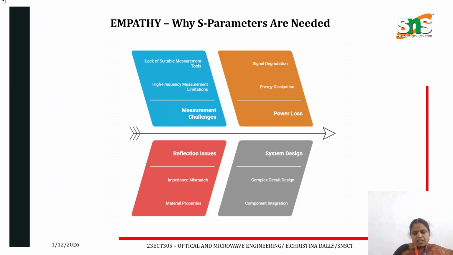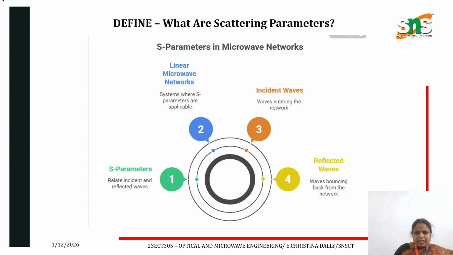Suppose some data is transmitted, there will be some signal degradation and the energy will be dissipated. Regarding the reflection issues, there are two types: they depend upon the material properties and the impedance mismatch. In system design, one is complex circuits, and another is component integration.